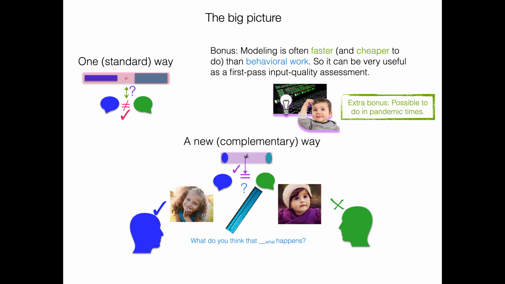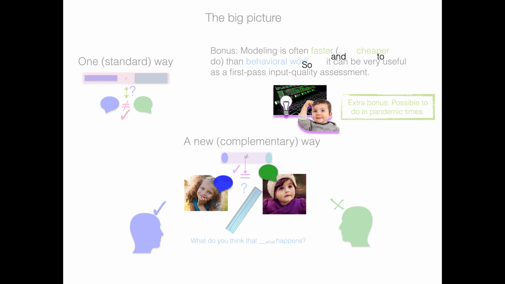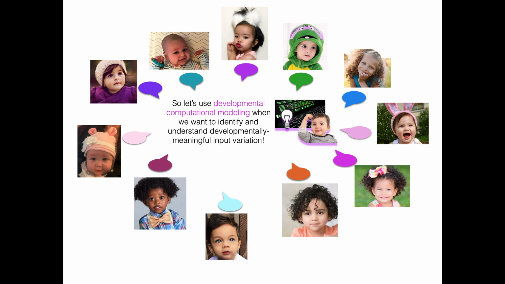And something I think is an extra bonus right now is that it's very possible to do this just the same way you would otherwise during pandemic times, right? You don't need to actually interact with live humans to do this, which makes things a lot easier to do right now. So, keeping that in mind, let's use developmental computational modeling when we want to identify and understand developmentally meaningful input variation, right? If that's our goal, this is a great technique to do it.